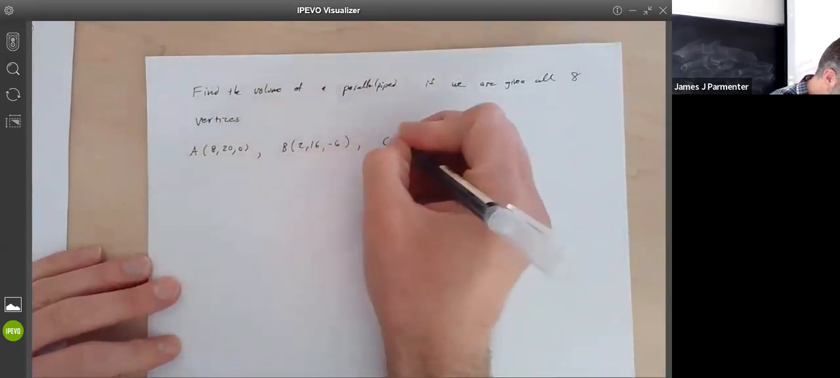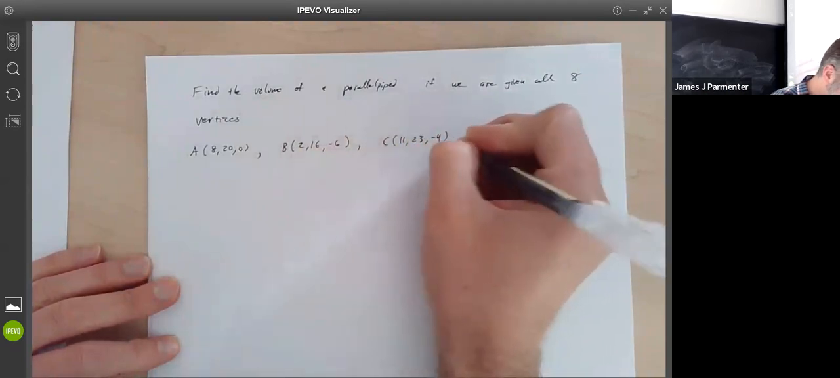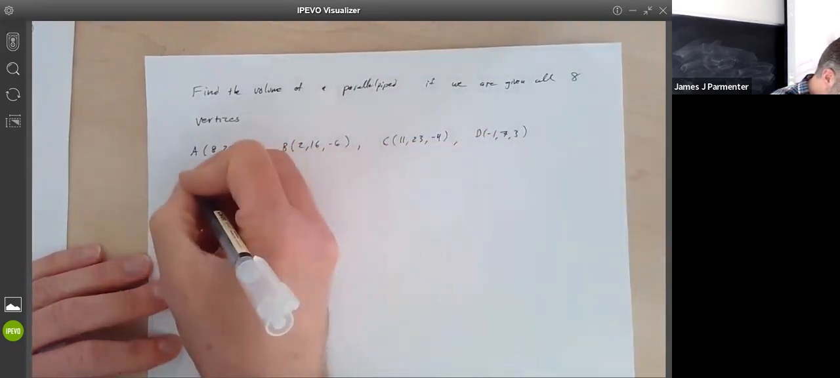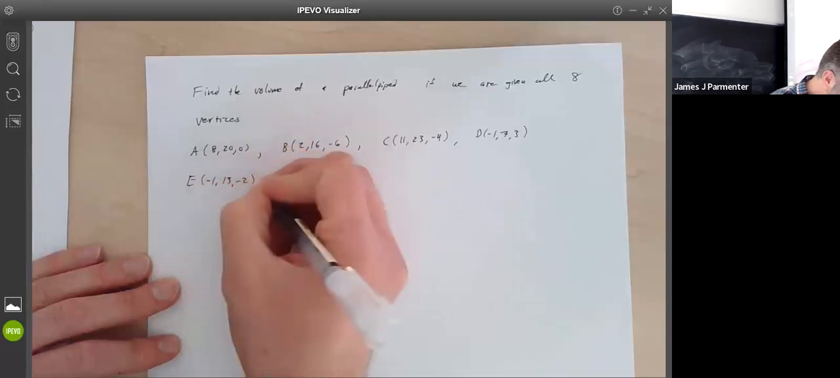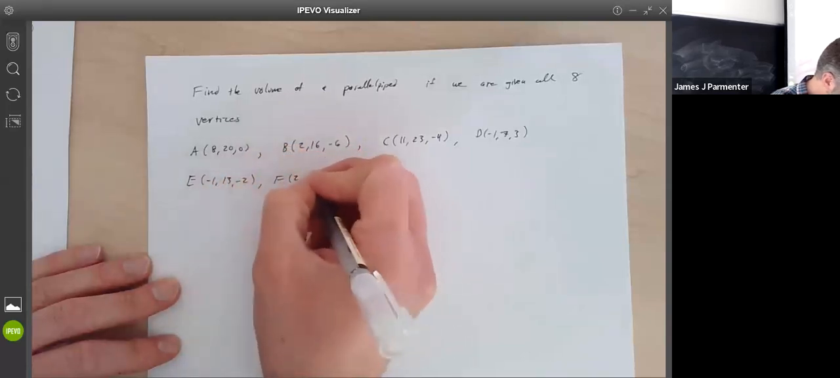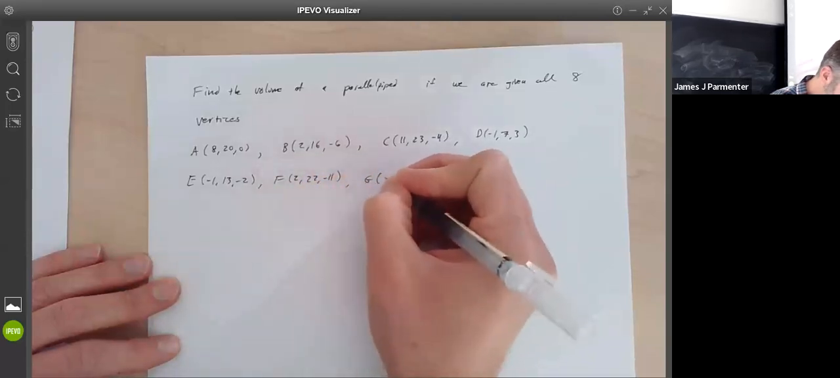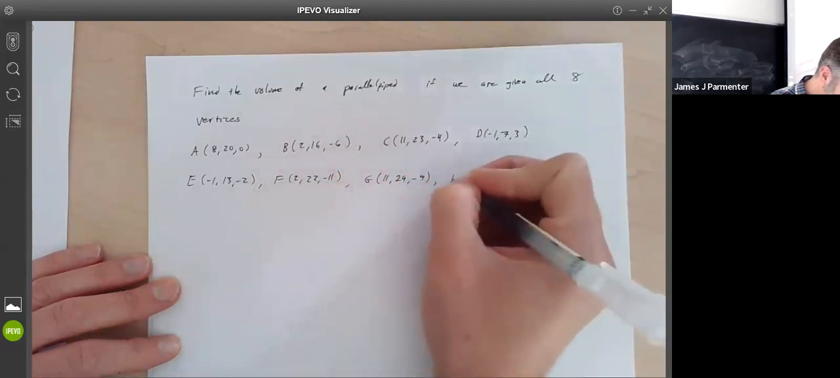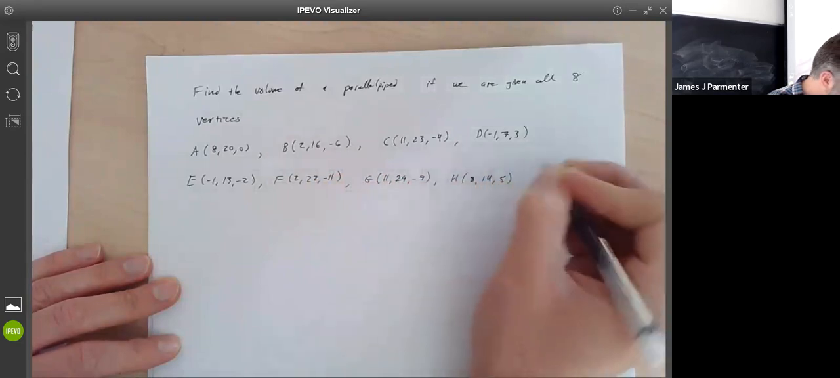-6. C is (11, 23, -4). D is (-1, 7, 3). E is (-1, 13, -2). F is (2, 22, -11). G is (11, 29, -9). And finally, H is (8, 14, 5).